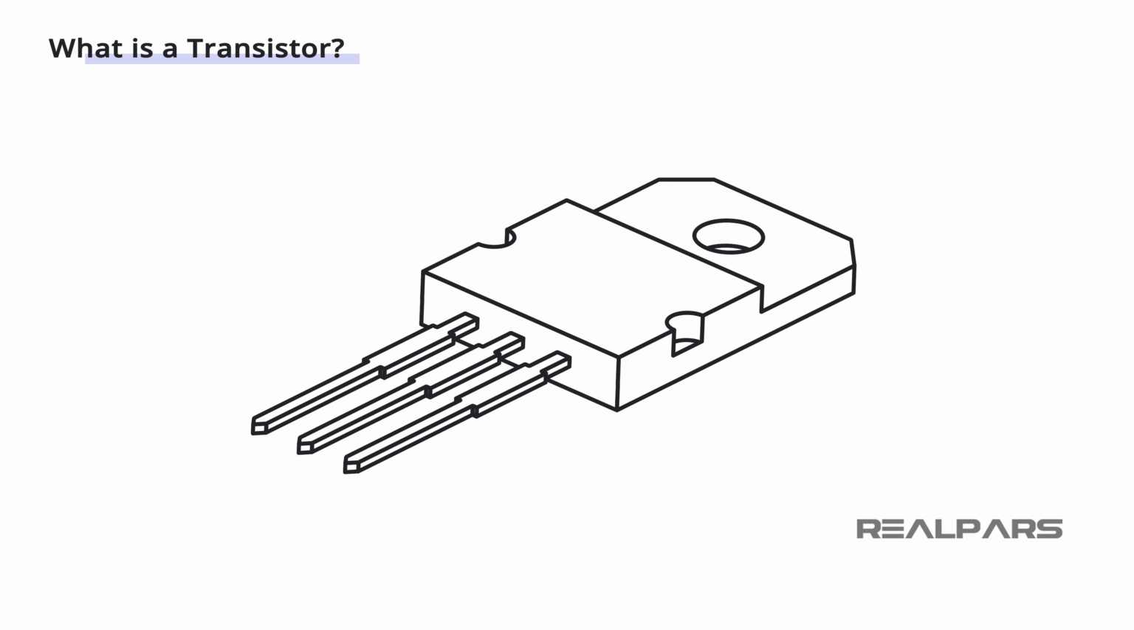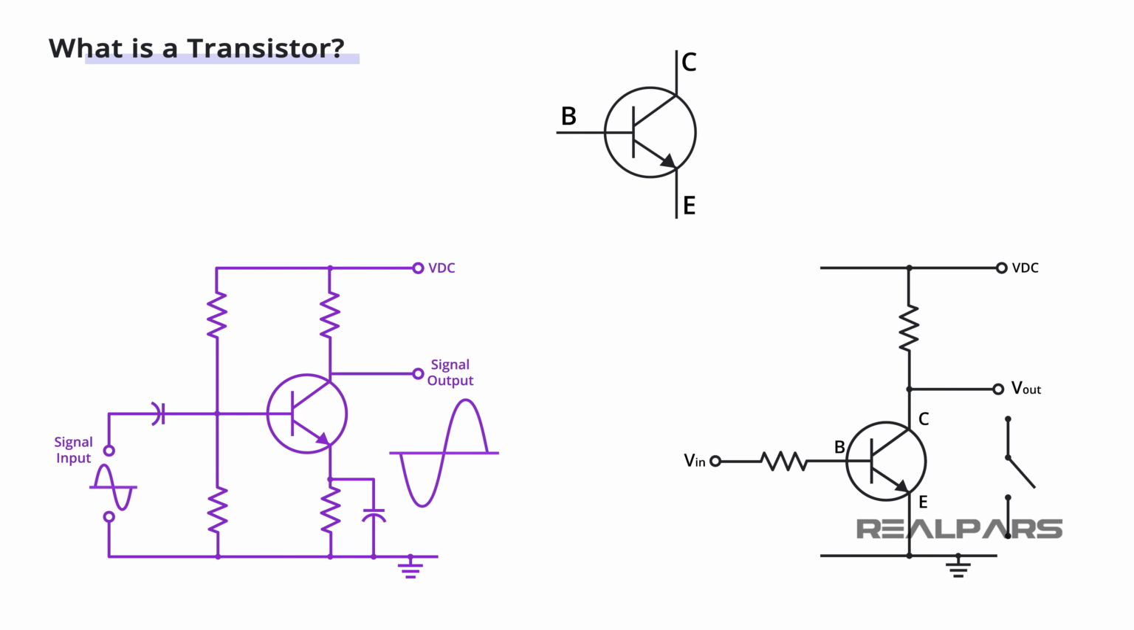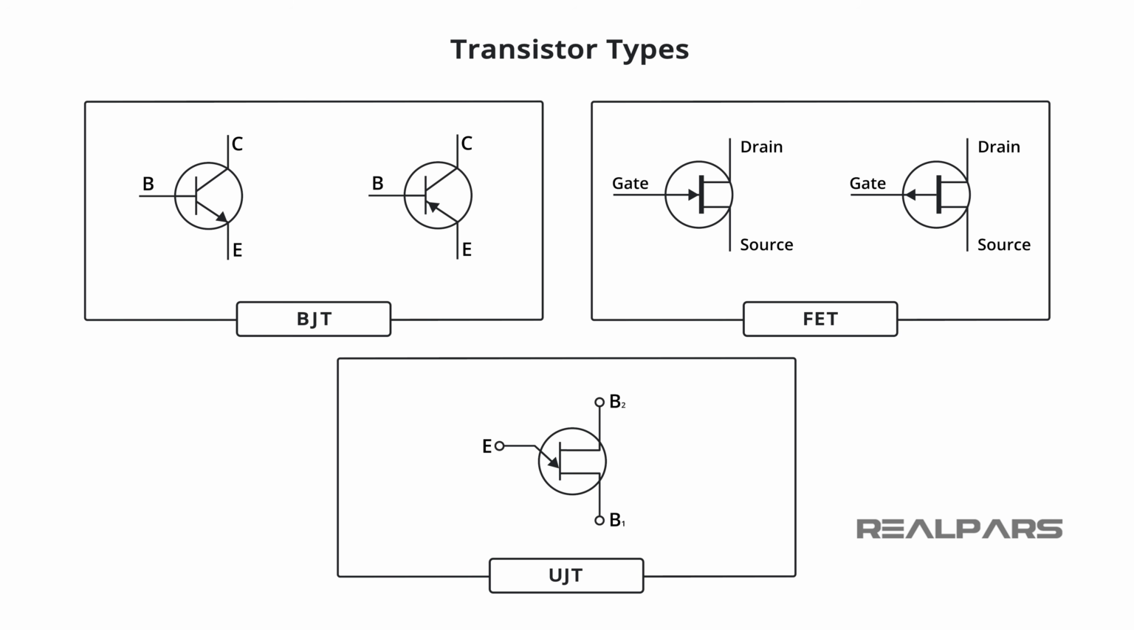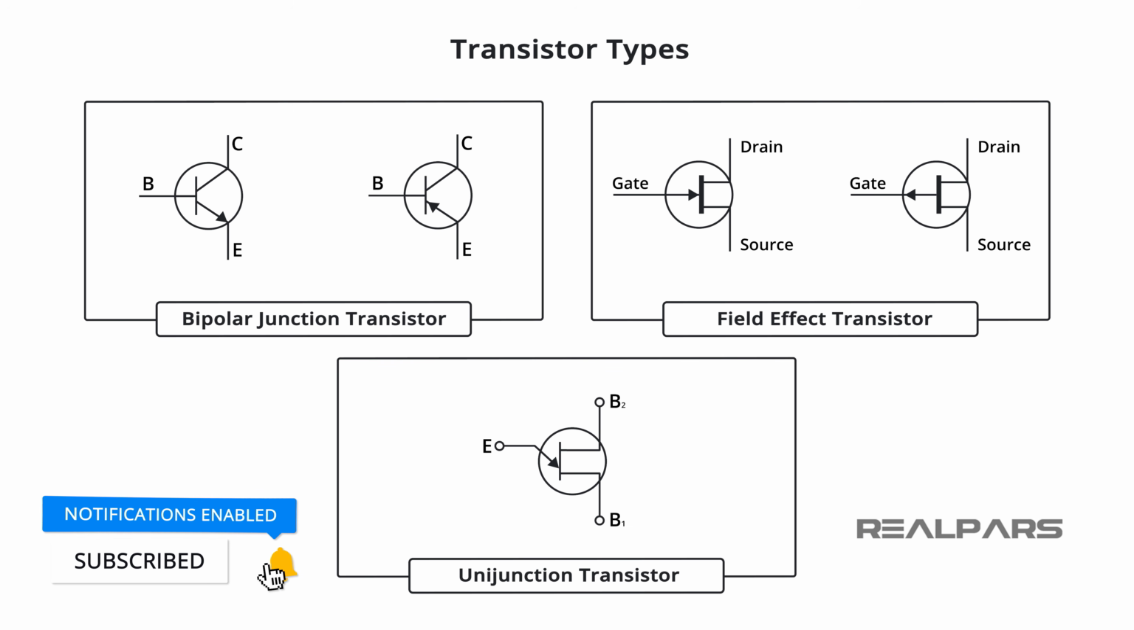A transistor is an electronic component found in a variety of circuits and is used to amplify or switch electronic signals and electrical power. There are many different transistor types, each with its own electronic symbol. To name just a few, there's the BJT, or Bipolar Junction Transistor. Another common transistor is the FET, or Field Effect Transistor. There's also the UJT, or Unijunction Transistor.